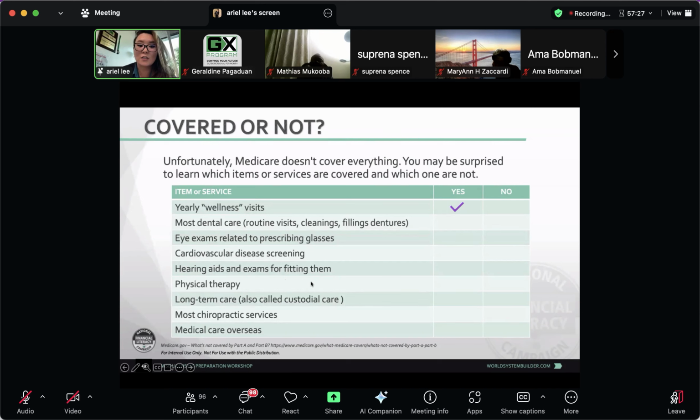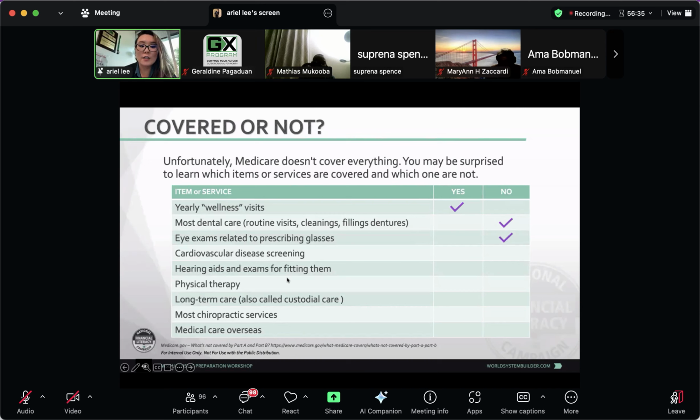Dental. Most dental care, routine visit, cleaning, is it covered? No, not covered. That's why we have dental insurance. Right now we're purely talking about Medicare, so think about just regular health insurance. Just like regular health insurance, dental is not covered either. That's why we have separate dental insurance. Same thing with eye exam. Eye exam related to prescribing glasses, no, it's not covered.